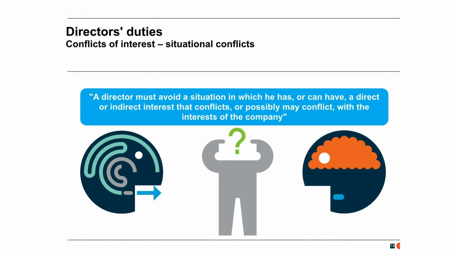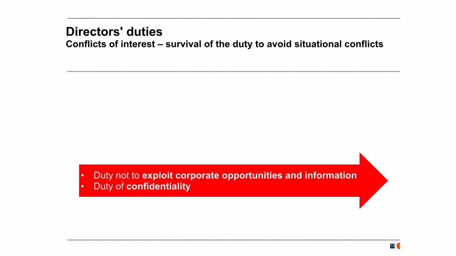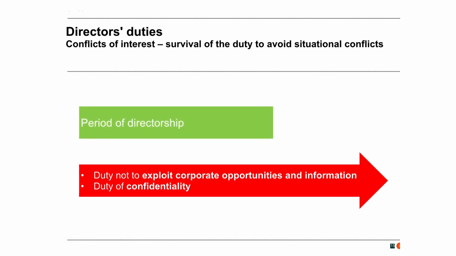The duty to avoid situational conflicts includes conflicts which arise through the exploitation of the company's property, information or opportunity. This means that where, for example, a director becomes aware of a business opportunity in their capacity as a director, that opportunity belongs to the company, and the directors of that company as a whole must be given the option to determine whether the company should pursue it, even if it is outside the company's usual line of business. This aspect of the situational conflict duty, alongside the general duty of confidentiality, survives termination of a director's appointment.